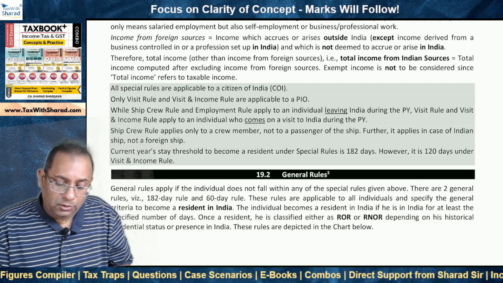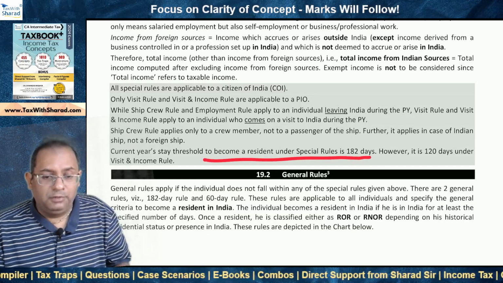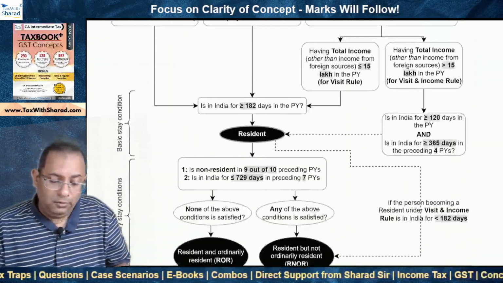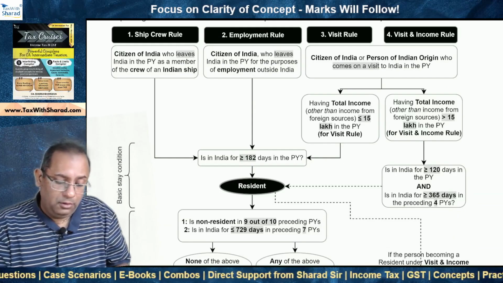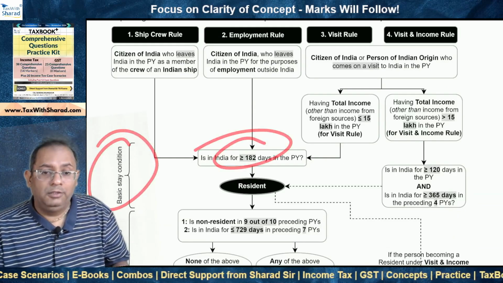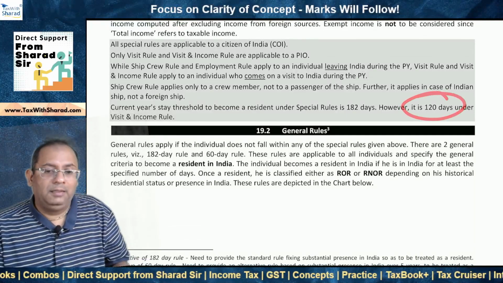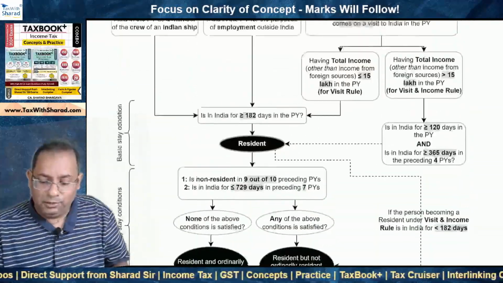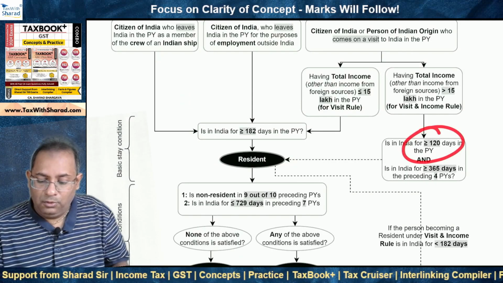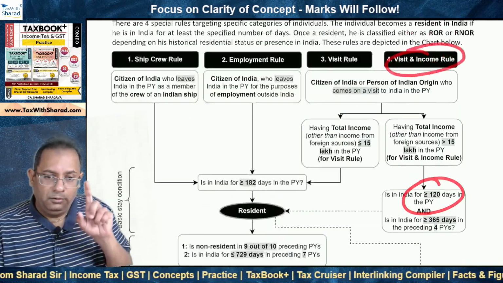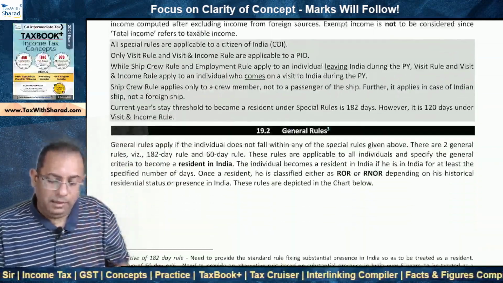The current year's stay threshold to become a resident under a special rule is 182 days. 182 days, current year threshold, basic stay condition, 182 days or more. But it is 120 days under the visit and income rule. So there is a lower threshold, 120 days or more, under the visit and income rule. This is the difference that you should keep in mind.